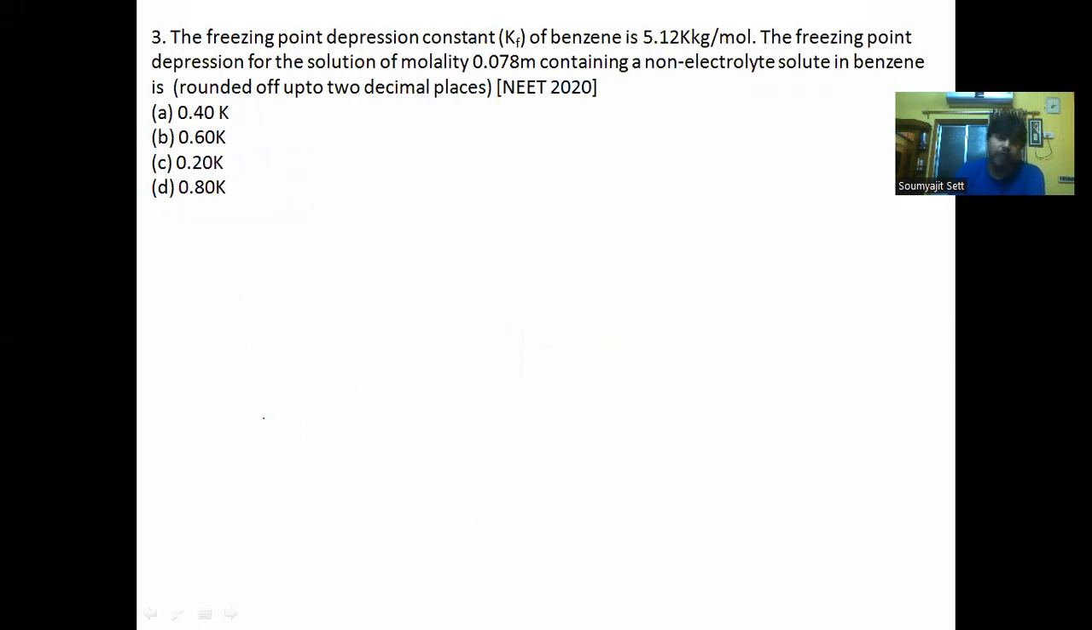Now come to the next one. The freezing point depression constant of benzene is 5.12 Kelvin kg mole inverse. The freezing point depression for the solution of molality 0.078 molal containing a non-electrolyte solute in benzene is. So it is asked the freezing point depression of the solution of molality is given, of non-electrolyte also. So how can it be done?